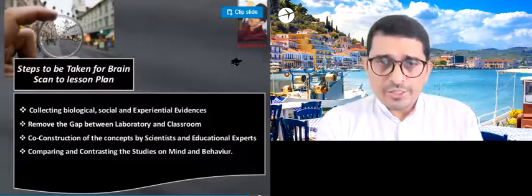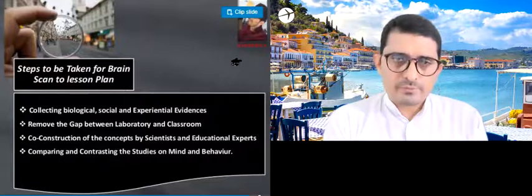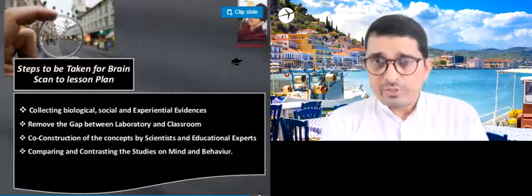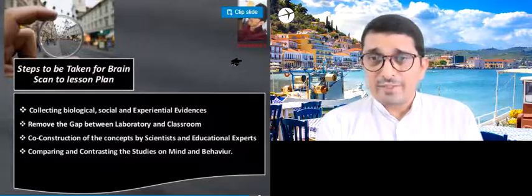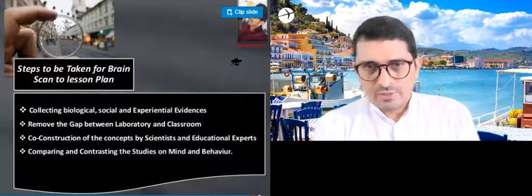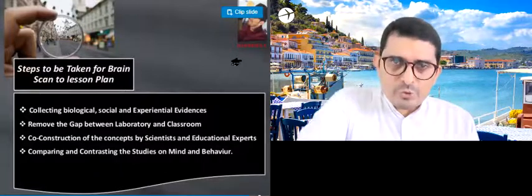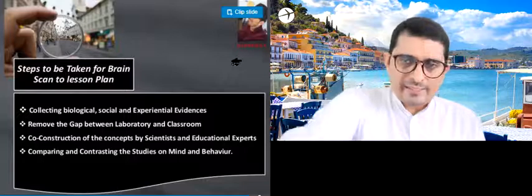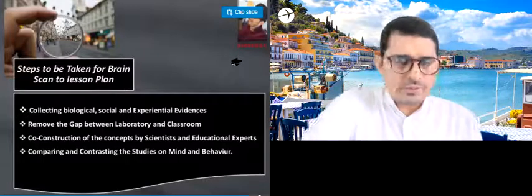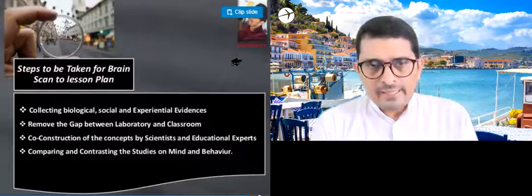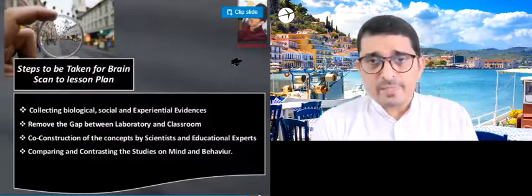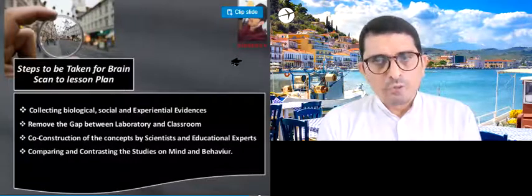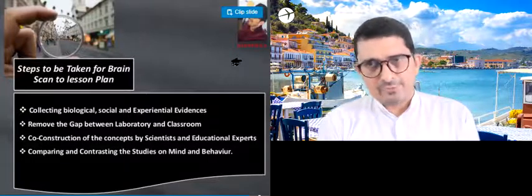Then remove the gap between laboratory and classroom. Actually, sometimes we may be able to do something in the laboratory, but it may not be practical in the classroom. And this gap between the principle which we are creating in the laboratory and the actual classroom experience should be removed. And then co-construction of the concept by scientists and educational experts. There should be a teamwork of scientists and education experts.